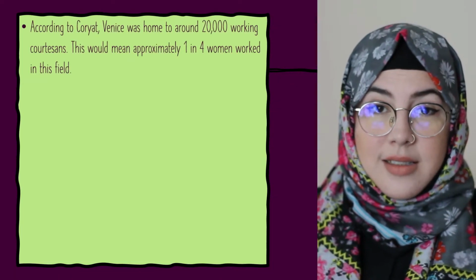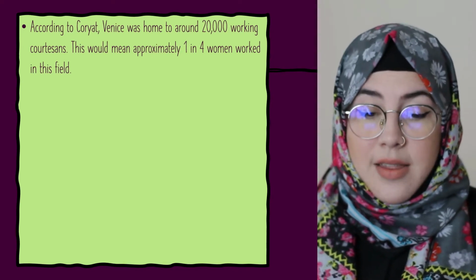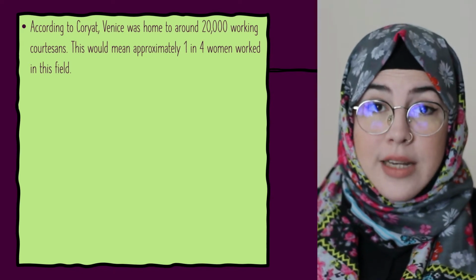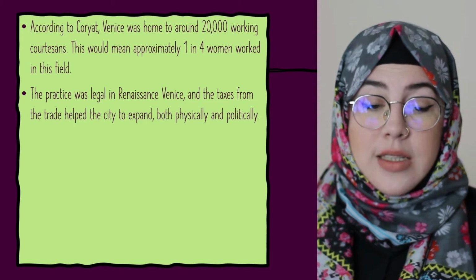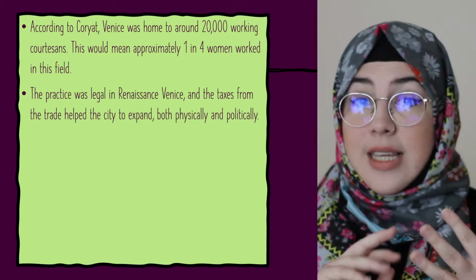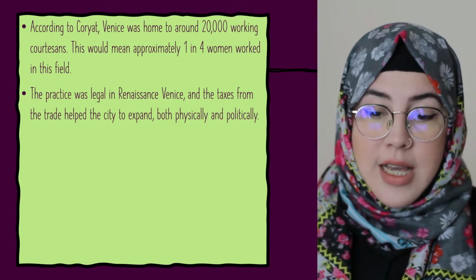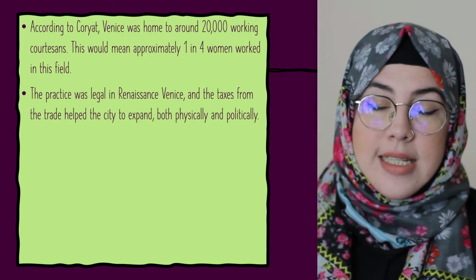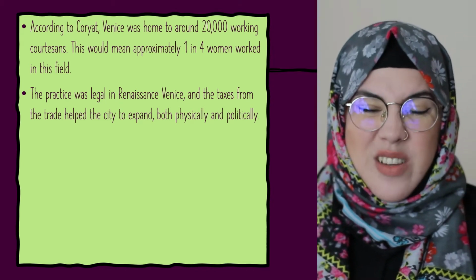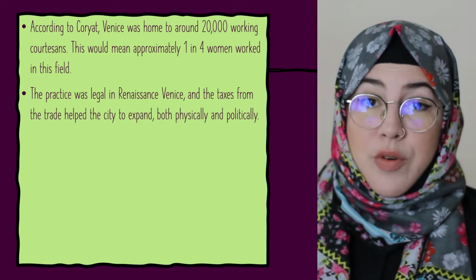According to Coryat, Venice was home to around 20,000 working courtesans. This would mean approximately 1 in 4 women worked in this field. In fact, travellers who visited Venice in the 15th, the 16th and the 17th centuries always marvelled at the number of courtesans in the city, which would be why the city's notoriety would have been part of British public knowledge by the time Othello was performed.